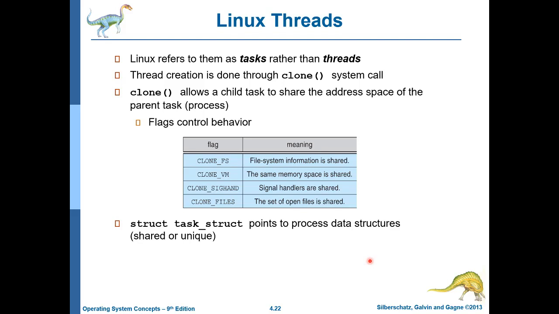Then clone VM is the virtual memory. If it is true, then the same memory space is shared. If it is false, then each thread will have its own memory space. Clone signal handlers means the signal handlers are shared between the threads. And clone files is if you want to share the open files between different threads.